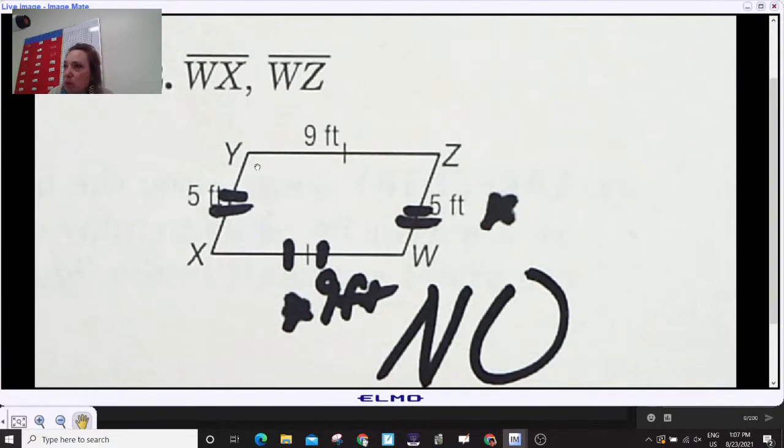What do y'all think about those problems? That's pretty simple. You're just looking to determine are they congruent or not, right?